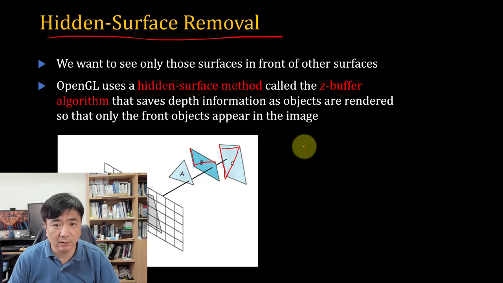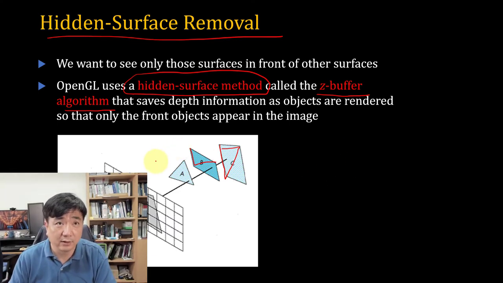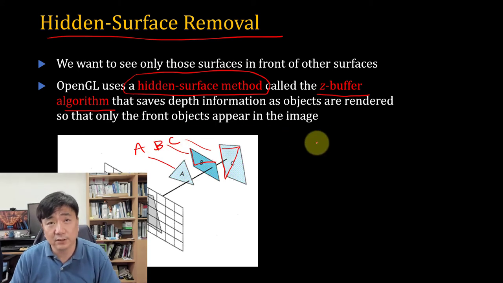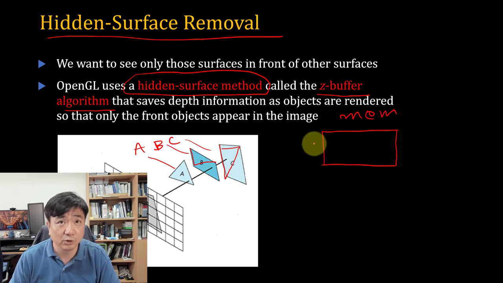Okay, in OpenGL, WebGL, and OpenGL ES, most modern GPUs use the Z-buffer algorithm as the hidden surface removal method. I will explain how the Z-buffer algorithm works. Let's assume we draw in ABC order. In the first stage we need to clear all pixels of the Z-buffer. Of course, for the Z-buffer algorithm we need a Z-buffer. It is a kind of memory that has the same resolution as the color buffer.